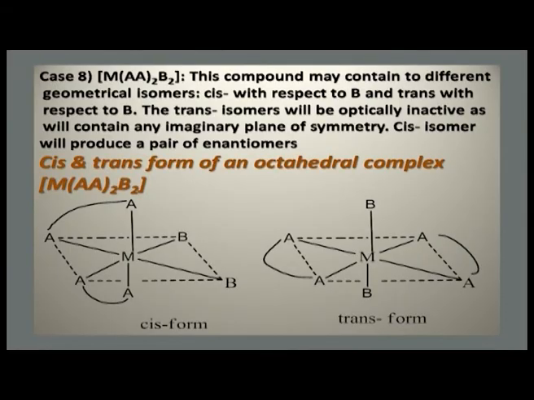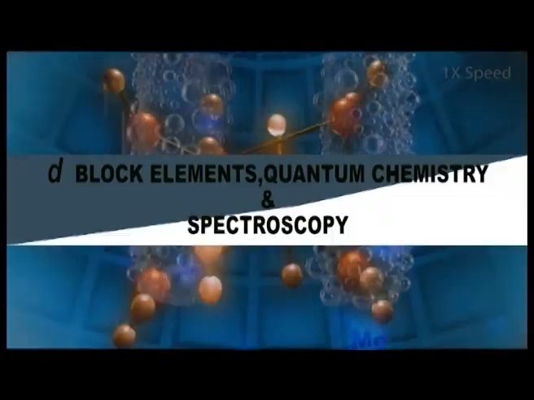Case 8, MAA2B2. The compound may contain two different geometrical isomers, cis with respect to B and trans with respect to B. The trans isomers will be optically inactive as they contain an imaginary plane of symmetry. Cis isomers will produce a pair of enantiomers. Structures are here on the screen. Similarly, you can frame different isomers for a given molecular formula.